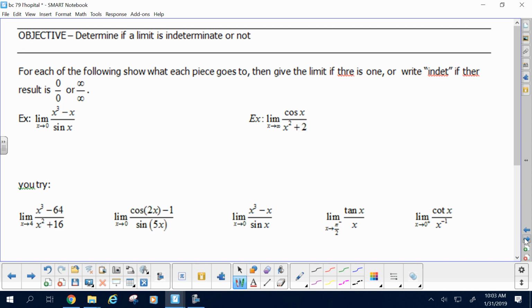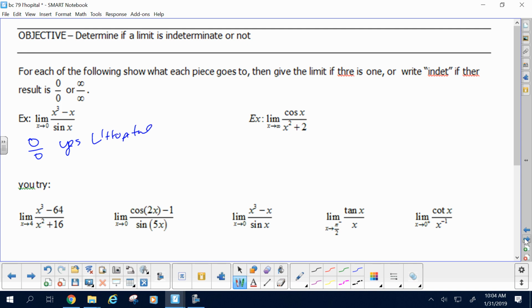Just like in u-substitution, you have to know when to use it and when not to. As x goes to 0, does the top go to 0? And does the denominator go to 0? That is 0 over 0, so that is a L'Hopital case.